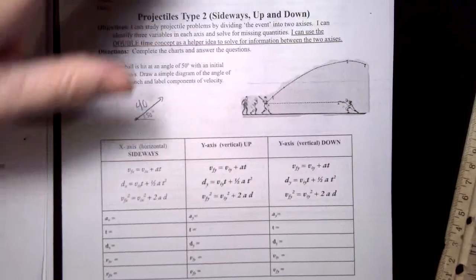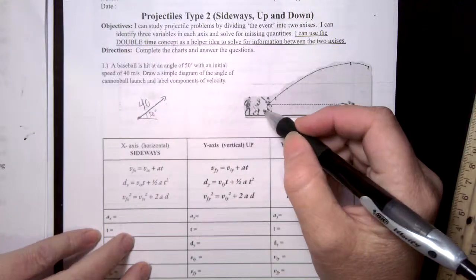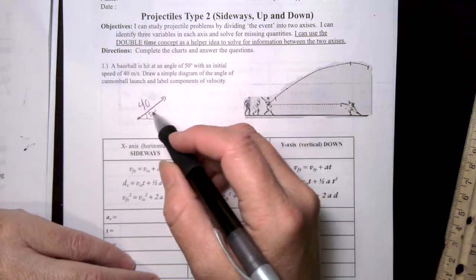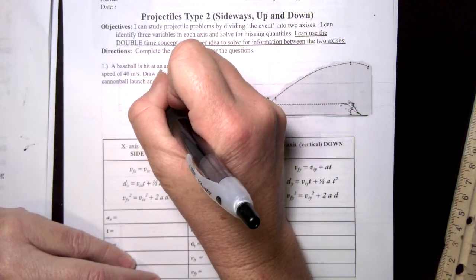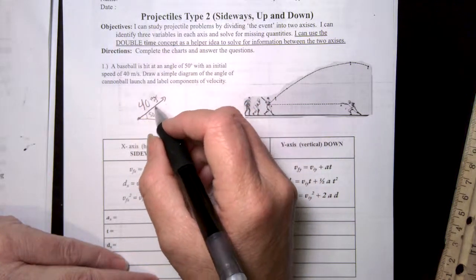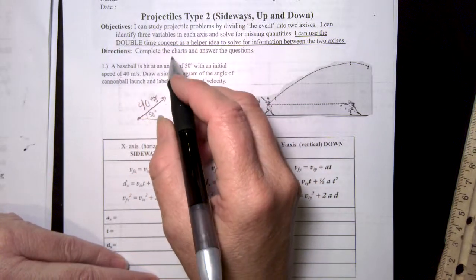All right, we're studying type 2. A baseball is hit at an angle, and it initially has a full velocity of 40 meters per second. So I'm asked to draw a little diagram. That's what's going on. Here's my 50-degree angle.